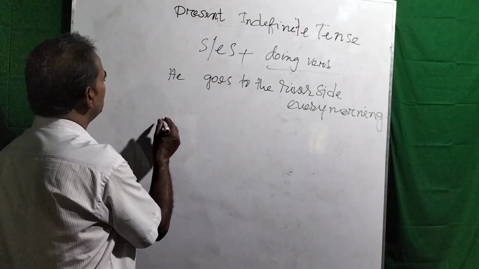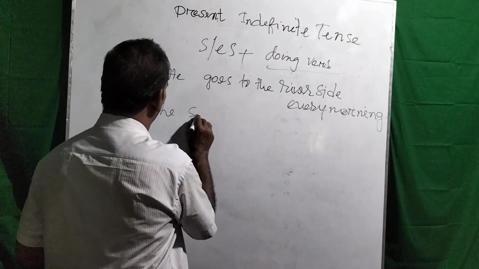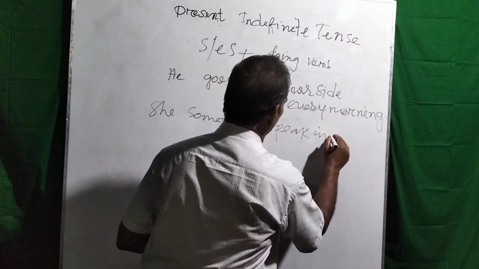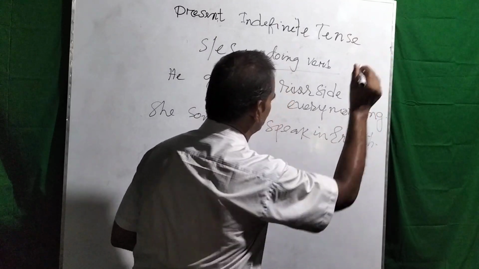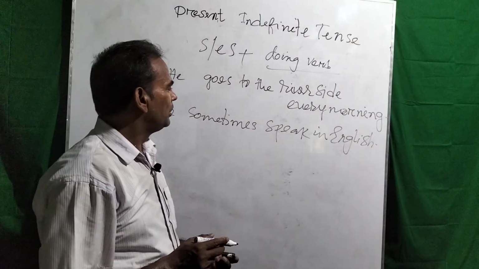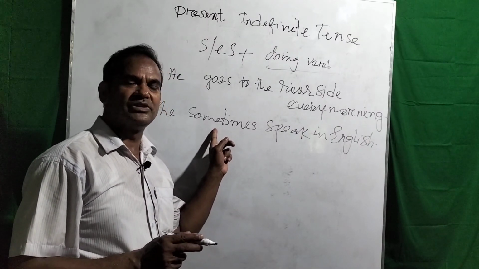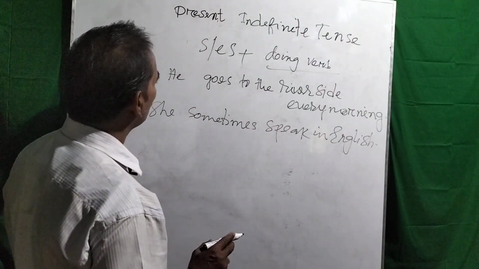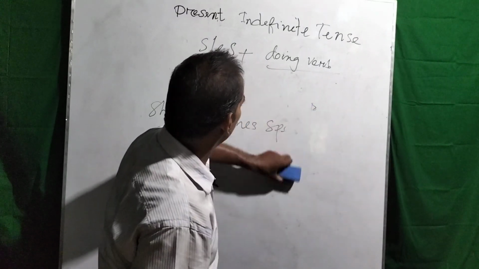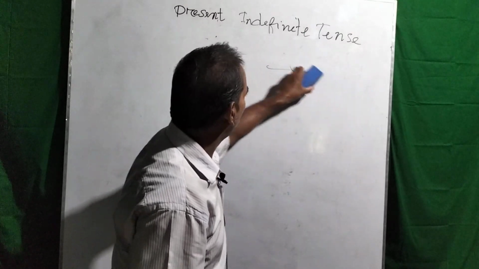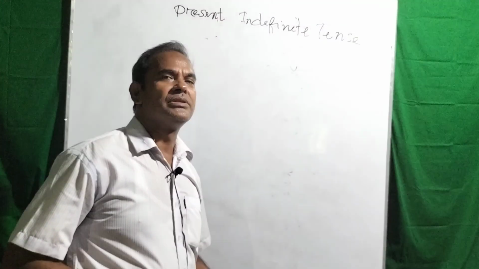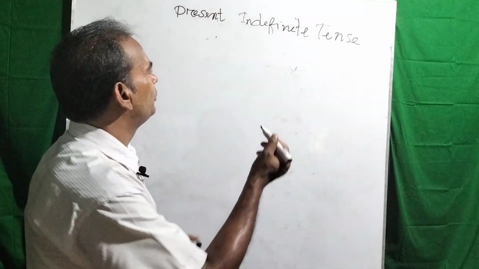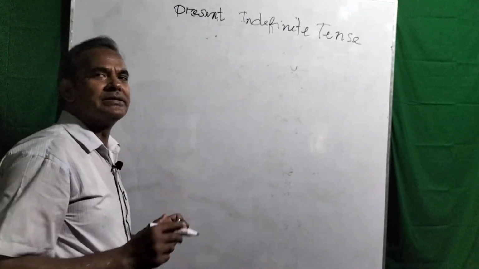And for an irregular habit, we can say, she sometimes speaks in English. Look, sometimes, this is not regular. She sometimes speaks in English. So dear viewers, you can see present indefinite tense this way, and we can also use some specific verbs in the present indefinite tense. Some other verbs become really specific in their use while we practice present indefinite tense.